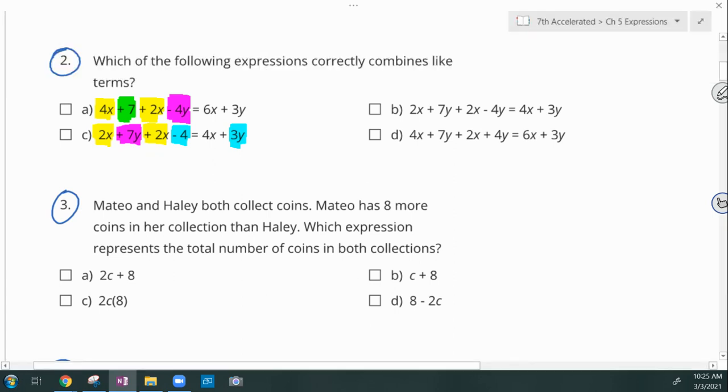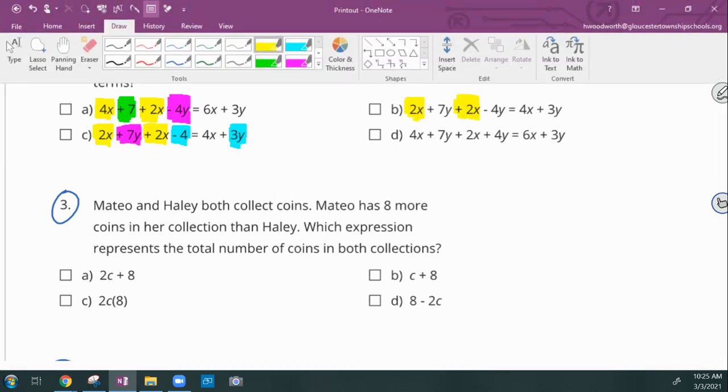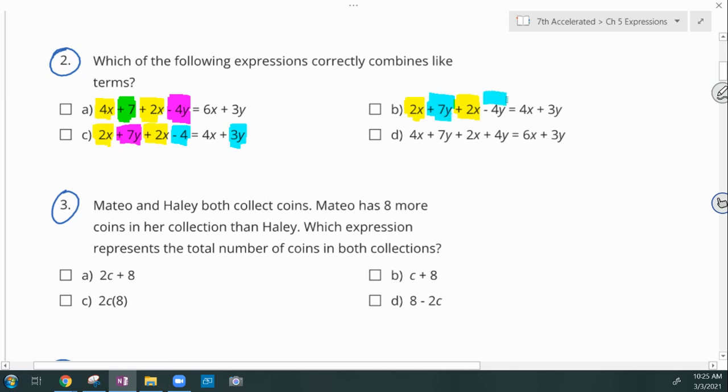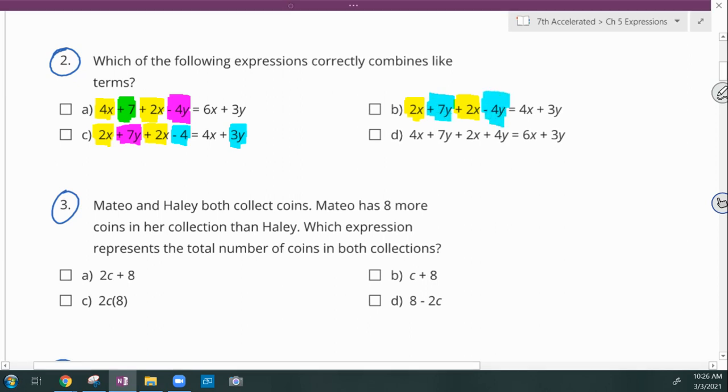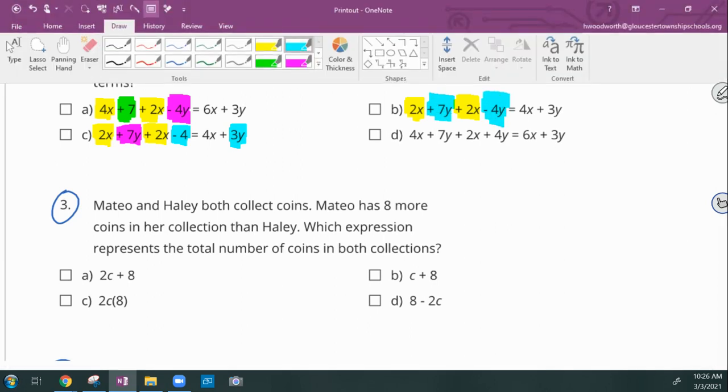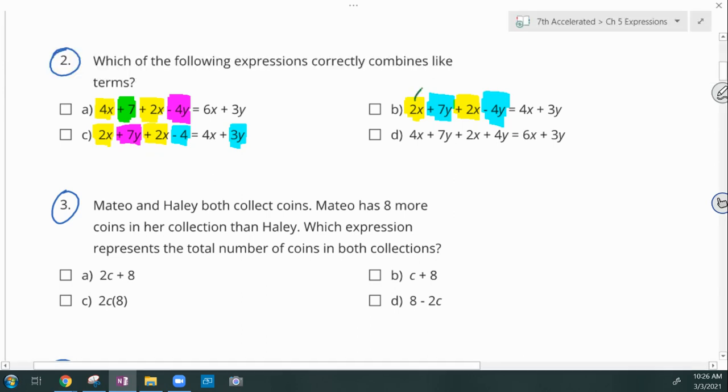Here on this next one, now we're getting somewhere. We actually have like terms for the y's. All right, we got those guys. And you can see a more simple way to do this, right? 2x plus 2x would simplify to positive 4x, and the plus 7y, and then take away 4y. A simpler way to say that would just be add 3y. All right, so there's our answer.